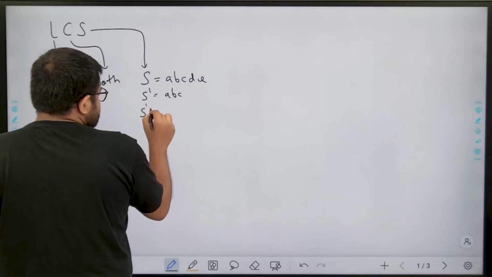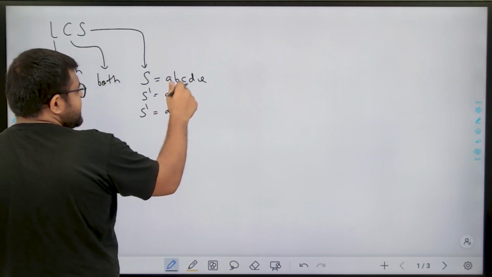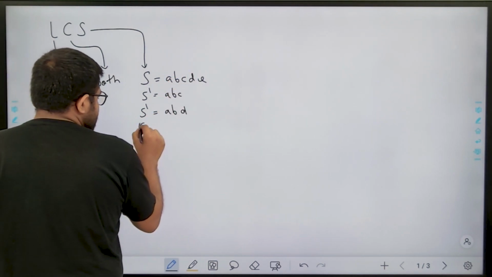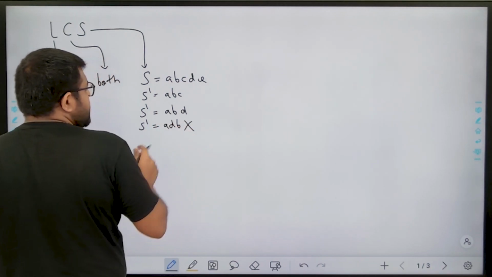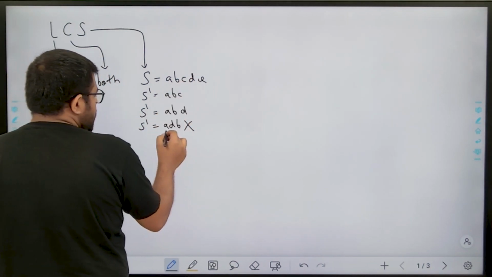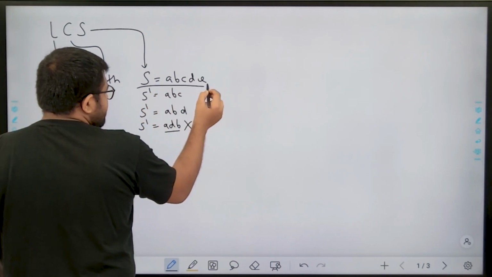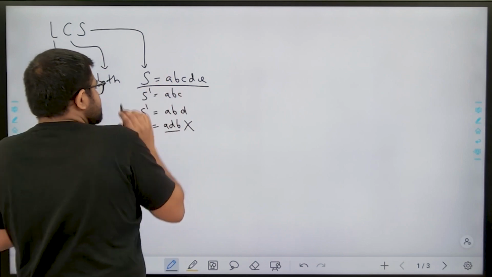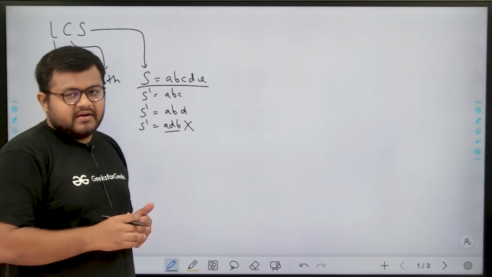Is S dash equals A, B, D a subsequence of S? Yes, I deleted C and E. Is S dash equals A, D, B a subsequence? No. Why? Because we deleted C and E, but the order of elements did not remain the same. And S in itself is a subsequence of S, because we didn't delete any of the characters.